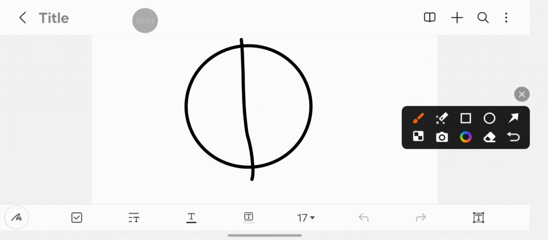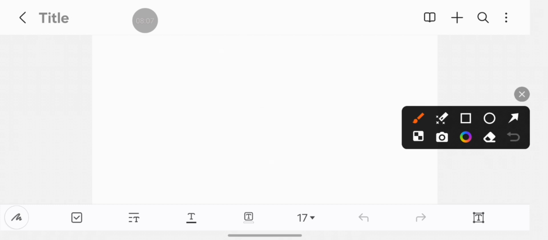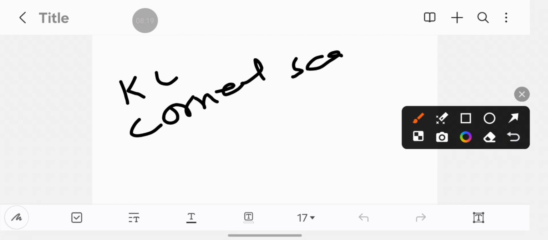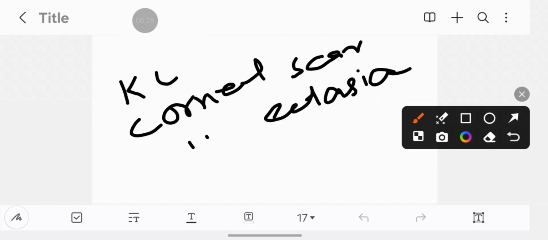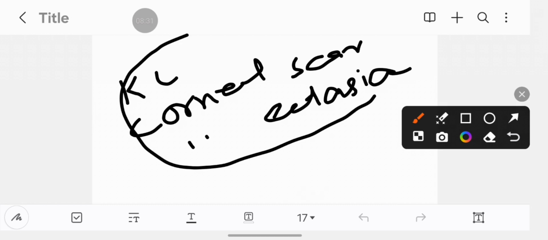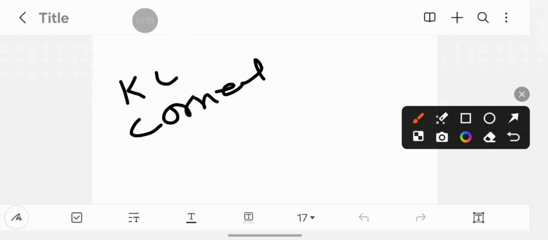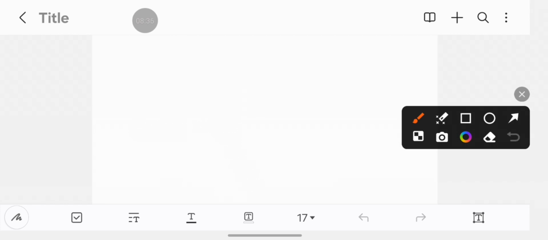And what is irregular astigmatism? Irregular astigmatism is generally seen in keratoconus, corneal scar or corneal ectasia. In these cases you will see irregular astigmatism, where the cylindrical axes are not at all similar to each other and are quite different. So these are irregular astigmatism.